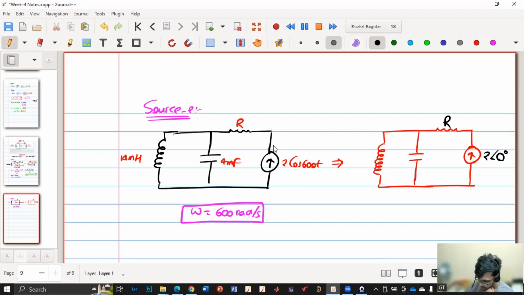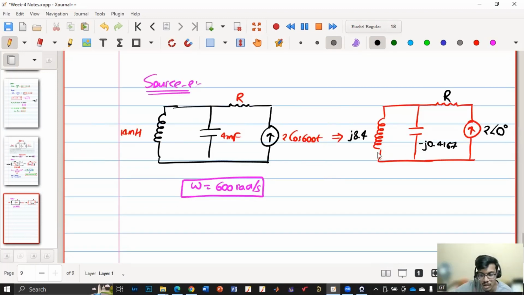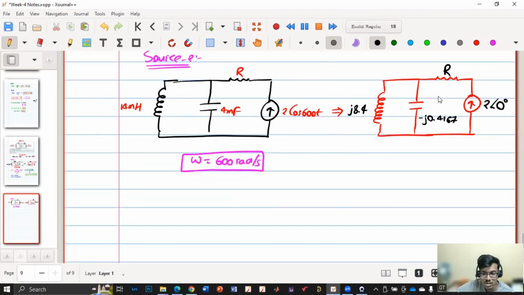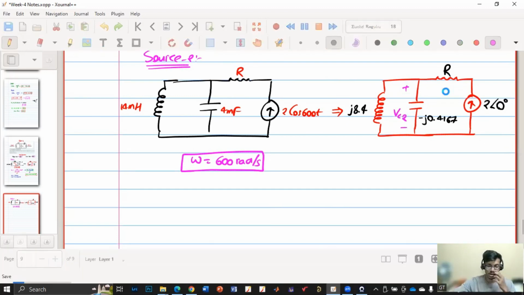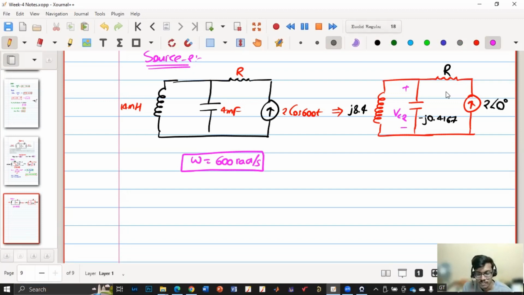So have you calculated? XL is j 8.4, and for C, minus j 0.4167. Now, I do not know the value of the resistor. So how will I find VC? Say this is the voltage due to source 2, so VC2. How will I proceed, because they have not given the value of the resistor? What to do?